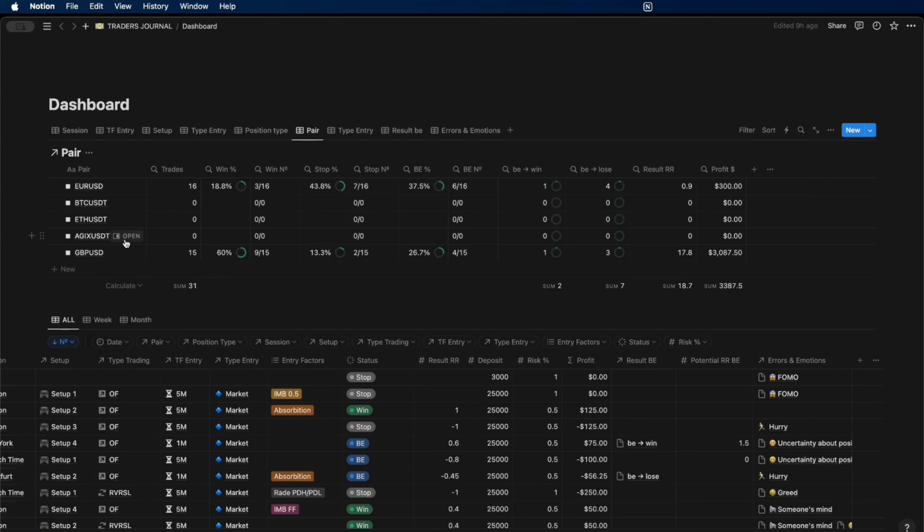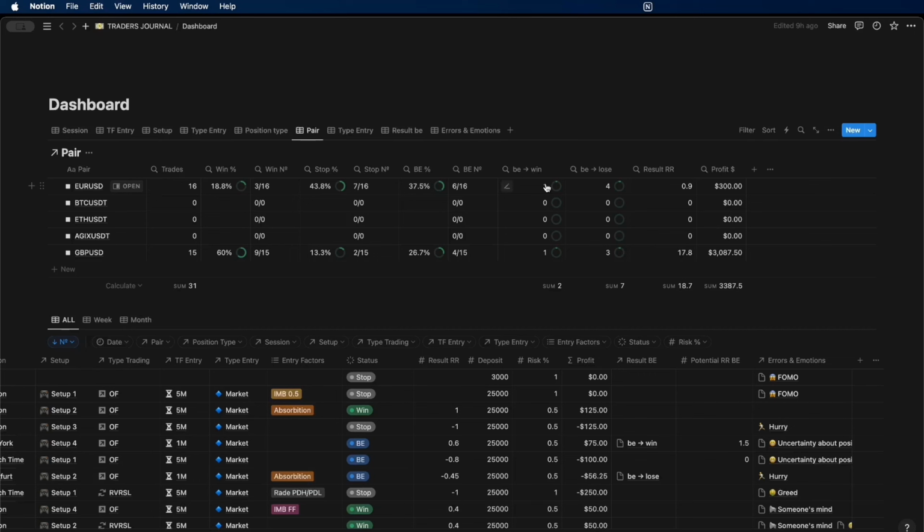We have different pairs. We look at which pair is more profitable for us. Because maybe, for example, on the pound I drain more money, on the euro I make more money. When I trade Bitcoin, I do not succeed. And so you need to define it. You need to understand it. Because each pair is a separate instrument. This separate instrument behaves differently. Each setup can work differently on different pairs, and you need to understand what works better for you.